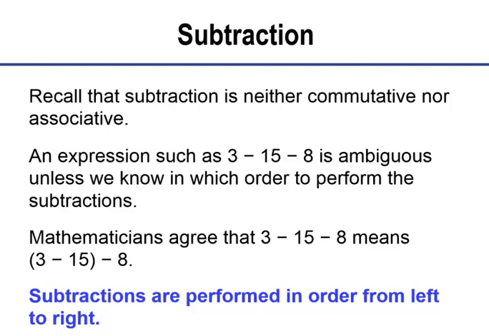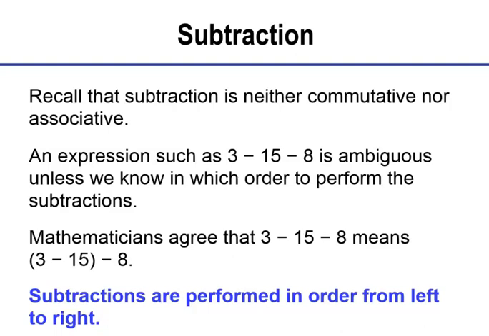So you cannot commute the terms in subtraction. You can't move the subtrahend to where the minuend is, or the minuend where the subtrahend is. An expression such as 3 minus 15 minus 8 is ambiguous unless we know in which order to perform the subtractions. So what we agree to do is always work left to right.